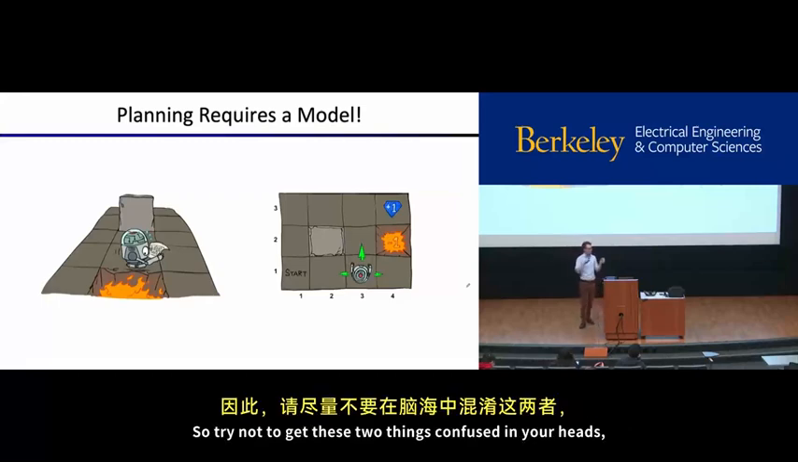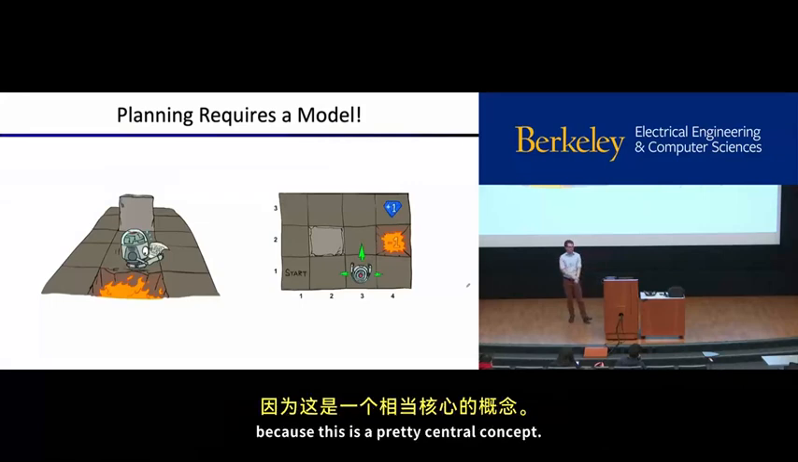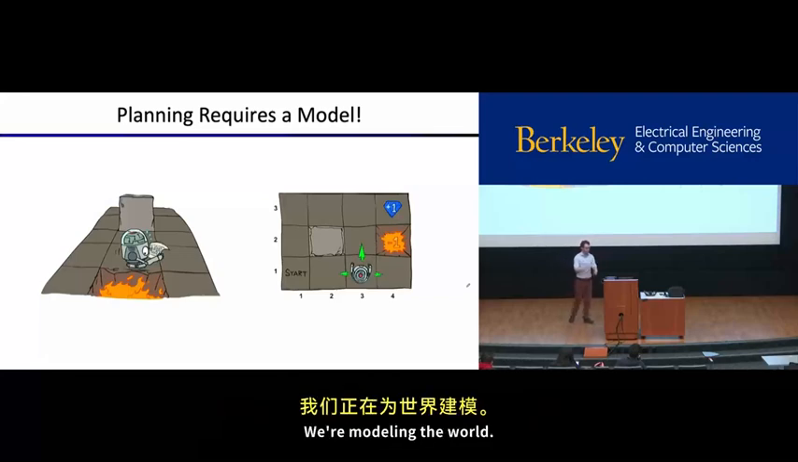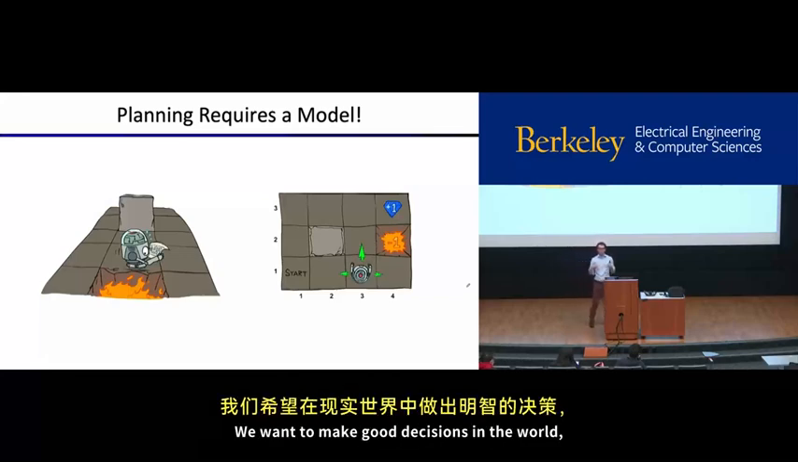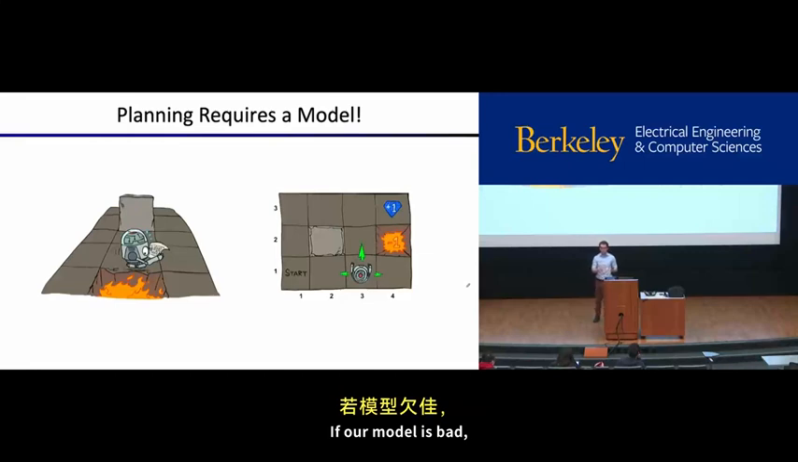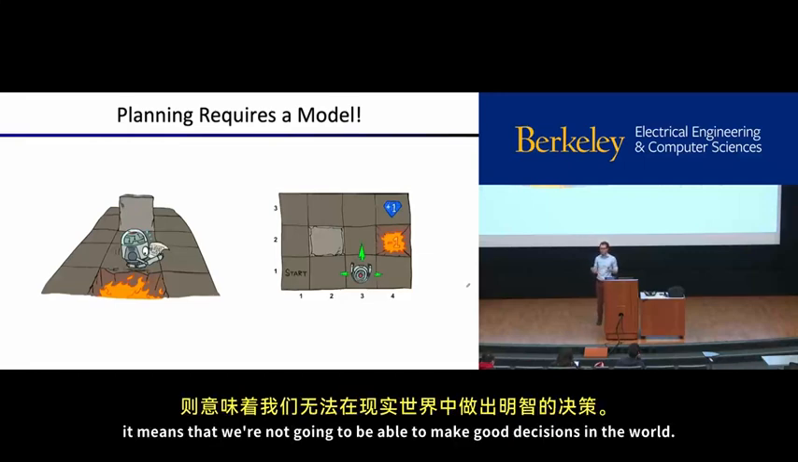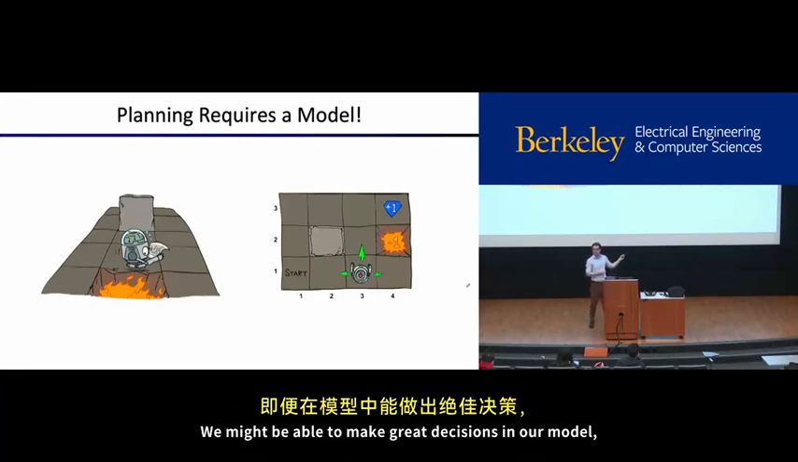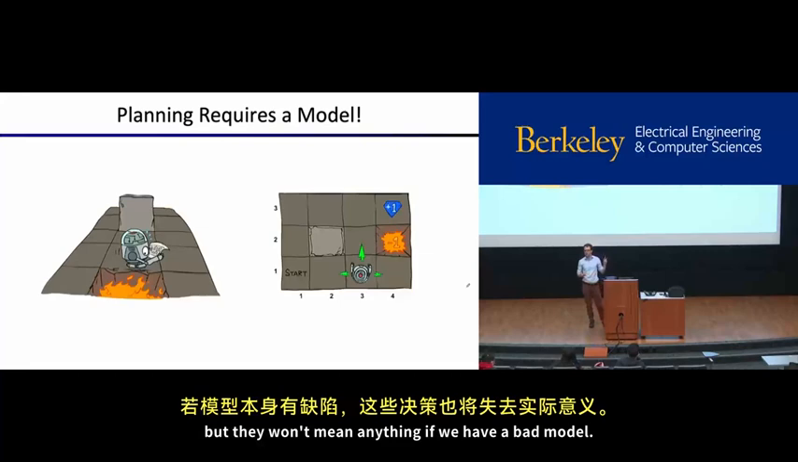So try not to get these two things confused in your heads, because this is a pretty central concept. We're modeling the world. We want to make good decisions in the world, but we're using our model to figure out what we think those decisions should be. If our model is bad, it means that we're not going to be able to make good decisions in the world. We might be able to make great decisions in our model, but they won't mean anything if we have a bad model.